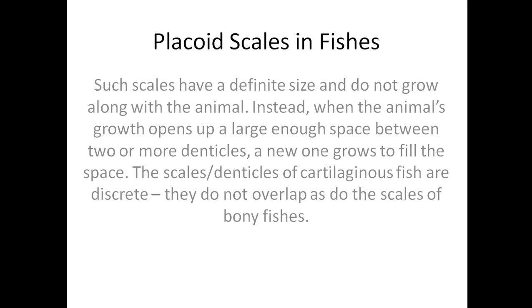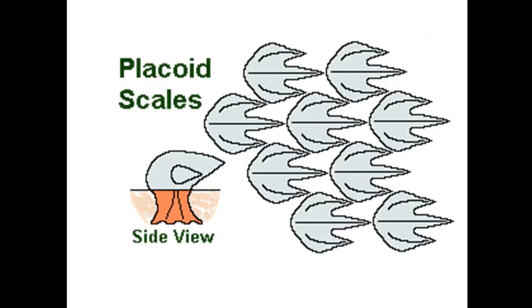And the scales, or what you call the denticles, in the case of the cartilaginous fishes, are discrete. That means they do not overlap, as you see in the case of the bony fishes. The placoid scales, which are found on the chondrichthyes or cartilaginous fishes, do not overlap. Wherever there is space, they come up. See, this is how the placoid scales appear.